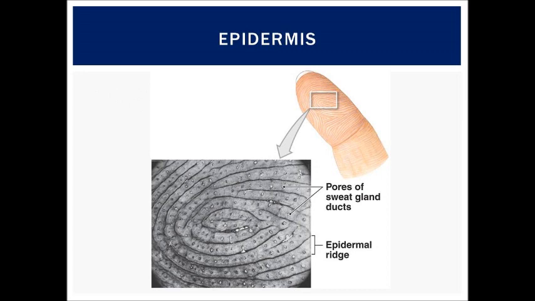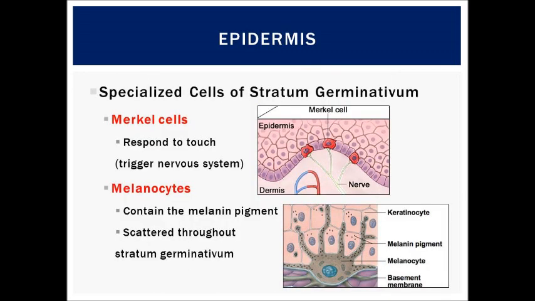Here is the high magnification image of fingerprints that come from the epidermal ridges. We are still in the topic of stratum germinativum. The 2 specialized cells in this layer are Merkel cells and melanocytes. For Merkel cells, they respond to touch stimuli. For melanocytes, they contain the melanin pigment. The melanin gives color to human skin, also to hair, and eye color.